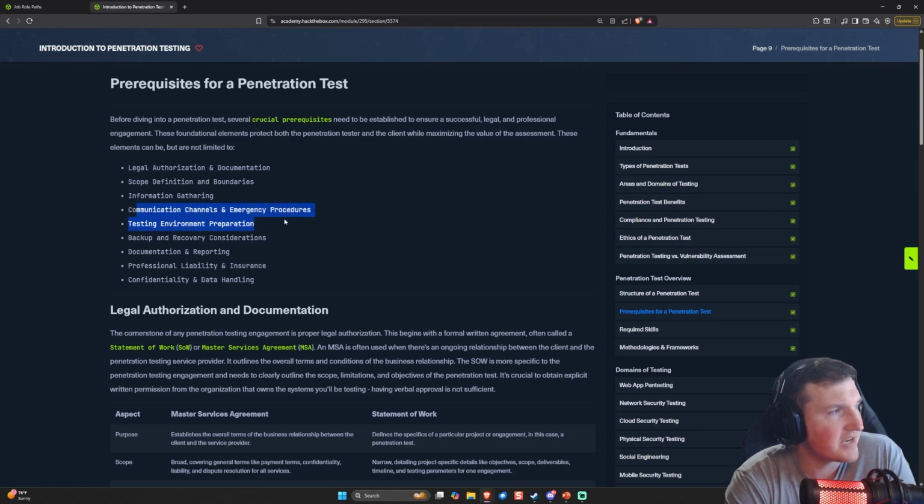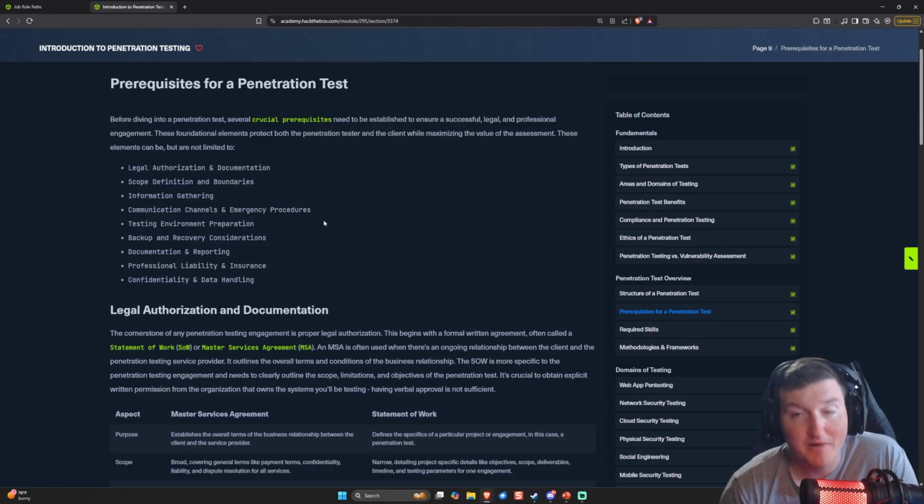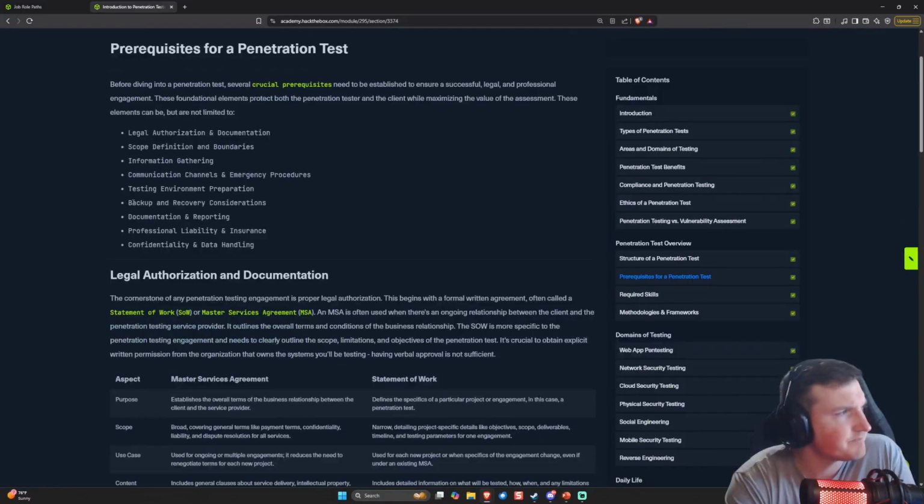Information gathering, communication channels. This is big. One thing I see sometimes is people will say, hey, what's our communication channels? And someone will be like, I don't know what you're talking about. If something happens, if I accidentally crash one of your servers, for instance, as a pen tester, who do I call at 2 a.m. to get that thing up and running? Because I don't want you coming to sue me because you lost $10 million overnight. Who do I call, right? That's emergency procedures. Testing environment, right? Maybe they have to prep by getting you a machine. Maybe they're getting you a user account, etc.